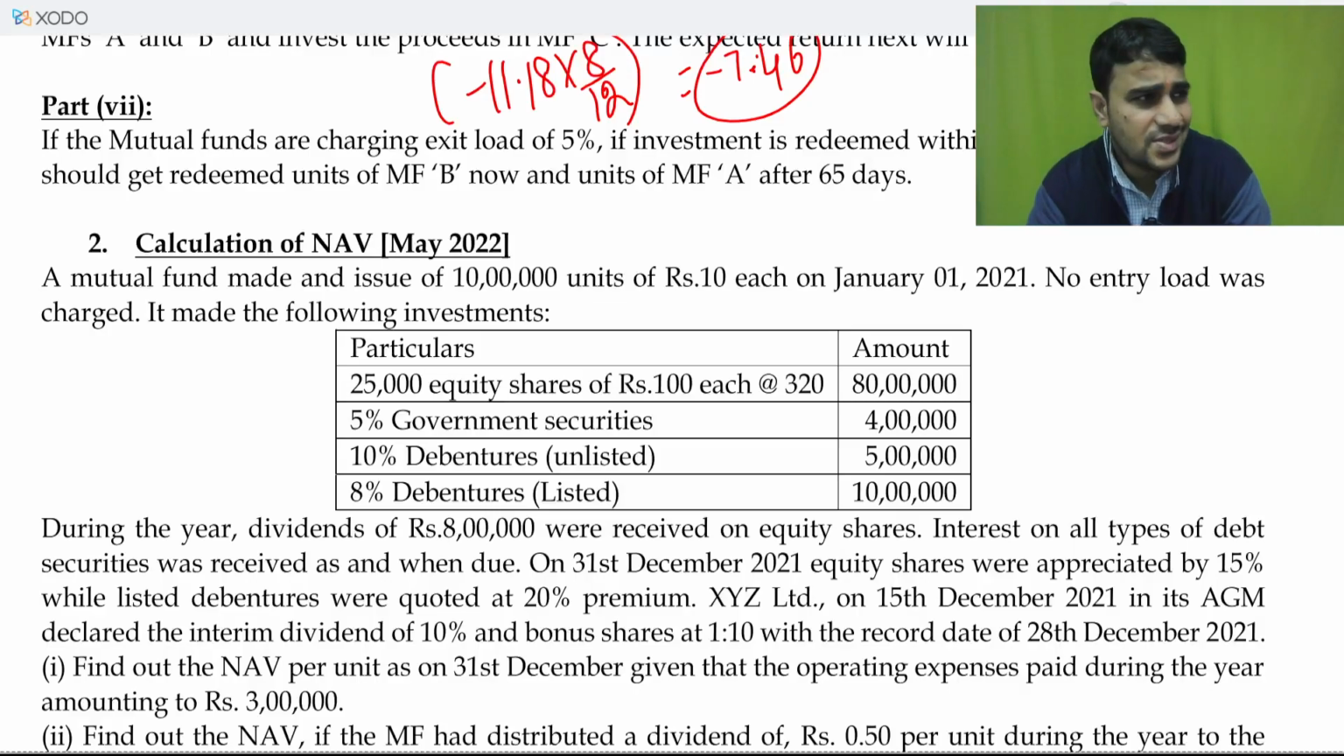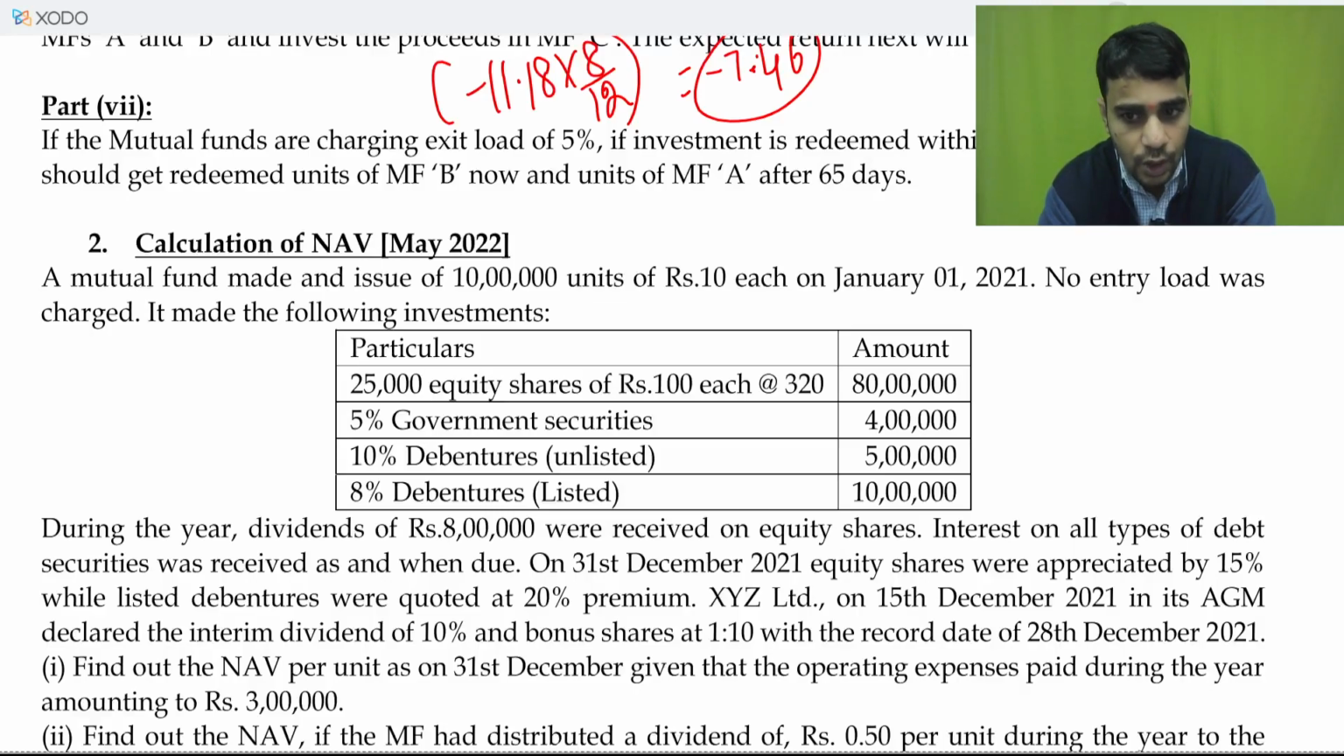Okay, let's understand this. A mutual fund made an issue of 10 lakh units of 10 each on Jan 1, 2021. No entry load was charged. It made the following investments: 25,000 shares of 320, 5% government security, 10% debenture, 8% debenture. During the year, a dividend of 8 lakh was received. Interest on all types of debt securities was received. On 31st December, equity shares appreciated by 15%, while listed debentures were quoted at 20% premium.